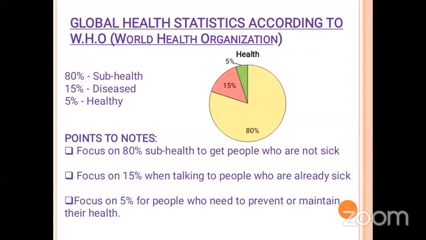Then on the 15%, that is the diseased people who are already sick. As our health concept talks, our product helps to slow down existing illnesses in the body. You should focus on telling them how our product can help to retard the growth of sicknesses in their body, how to slow down the illnesses that are already in their body.